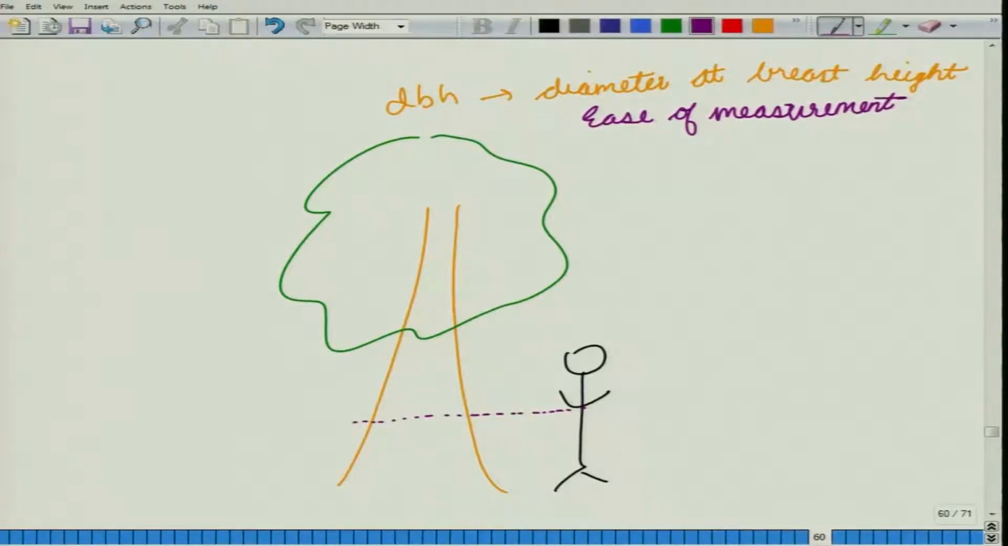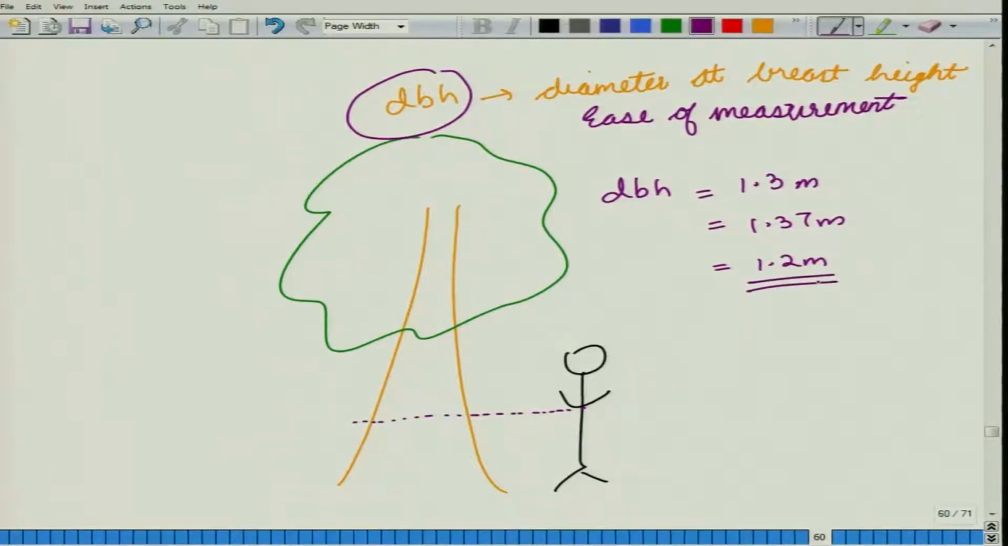However, even if we chose this DBH, its meaning would be different in different countries. So, for instance, DBH is 1.3 meters or 1.37 meters or 1.2 meters depending on which country you are in. For instance, Japan and Korea take the value of 1.2 meters. Our country takes the value of 1.37 meters as the breast height. Most of the countries in the world take the measure of 1.3 meters, and the US, which is still using the FPS system, takes 4.5 feet as DBH.